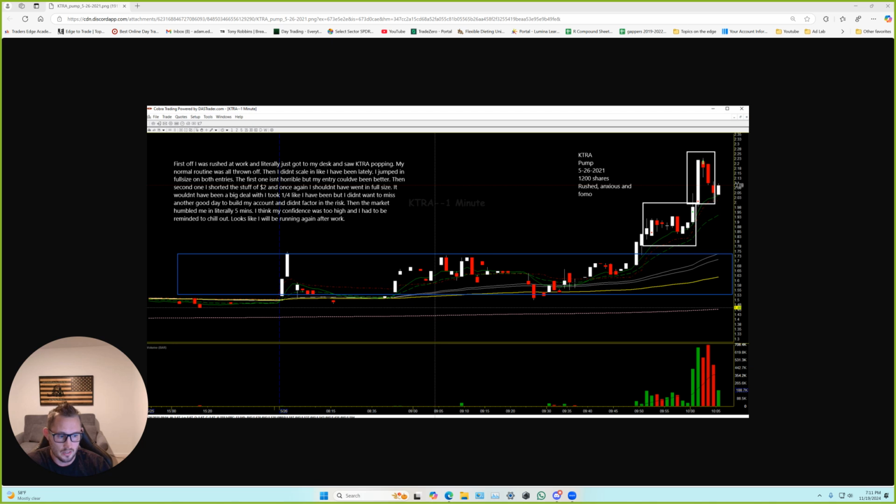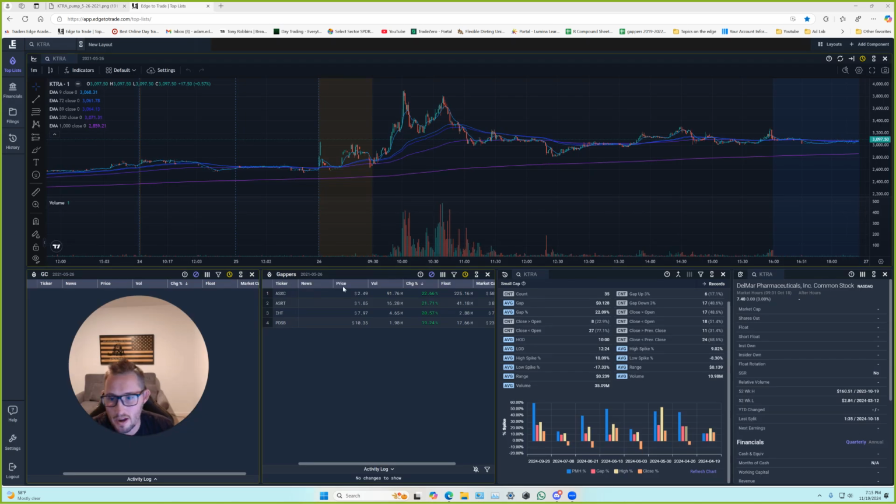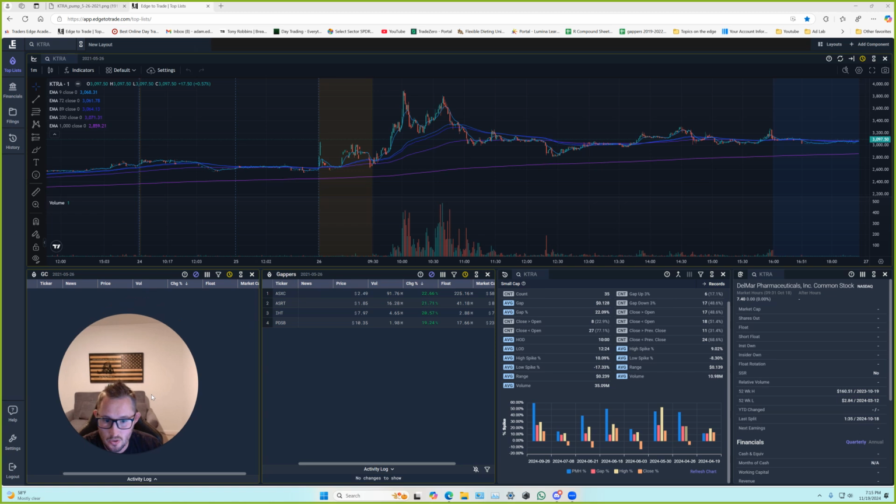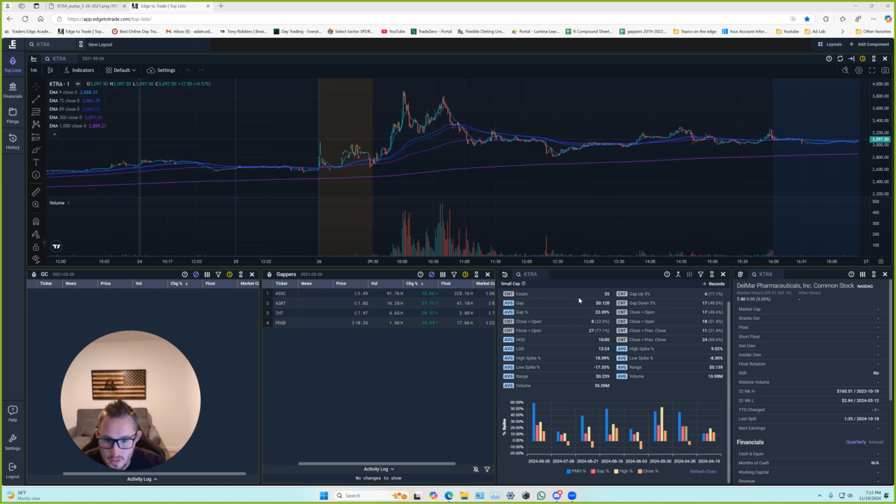Actually, you know what? One second. So this is why I love Edge Trade. So you start looking at this thing. So KTR, right? It's got 35 gaps. 8 of them closed green. 27 closed red. Right?